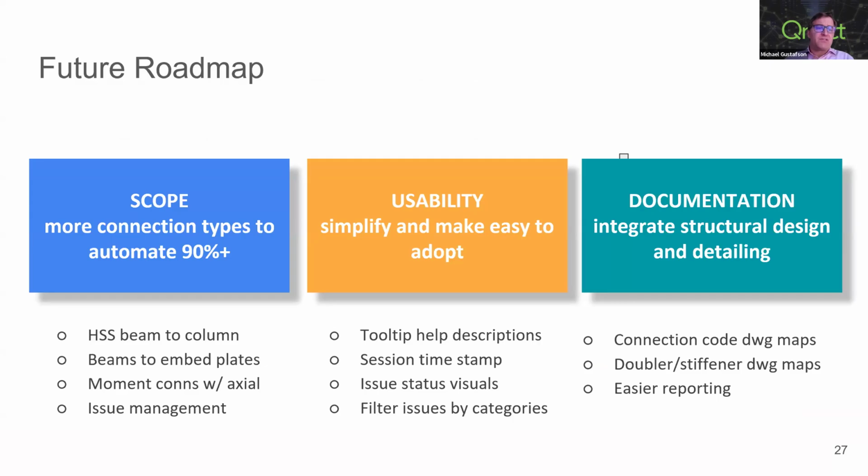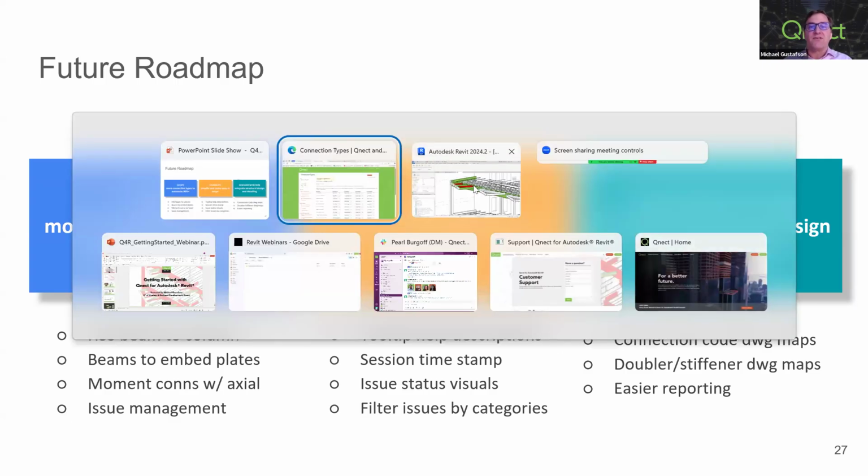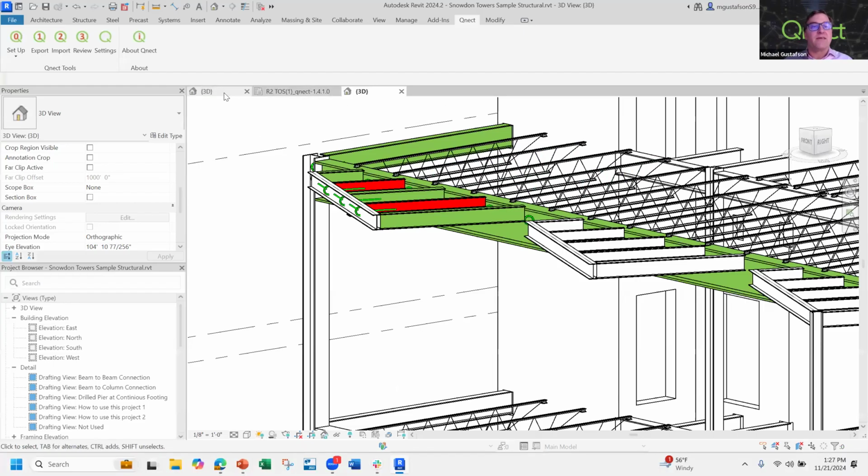And then from a future roadmap, these are the areas that we're looking at investing in: expanding the scope with more connection types, managing the issues with some type of issue management, and usability, just informing the engineers visually of how they're resolving their issues and their progress with resolving them. And then better documentation, documenting not just in the 3D model, but 2D drawings, right?